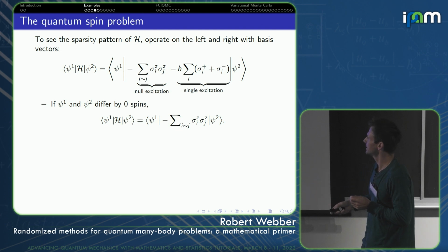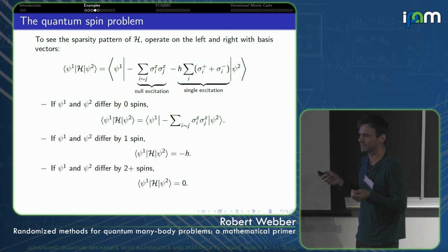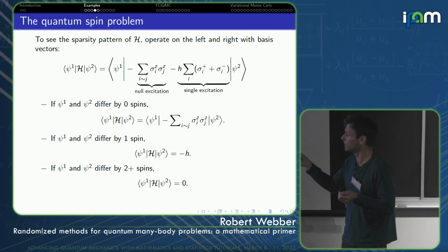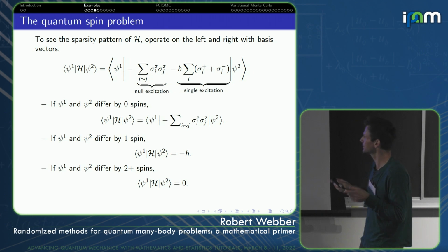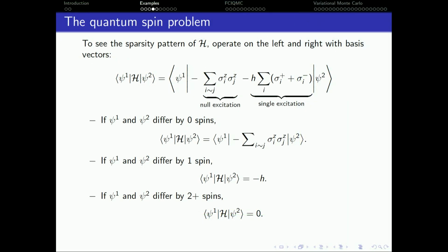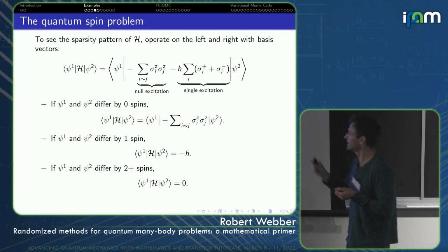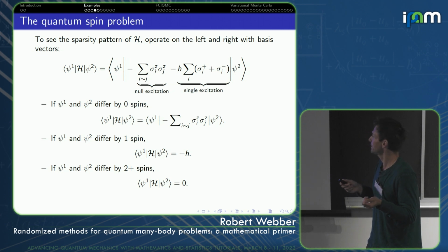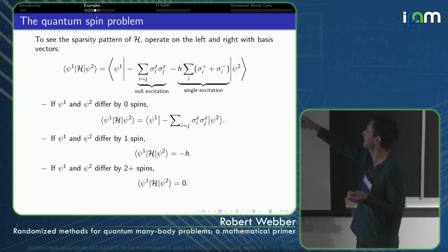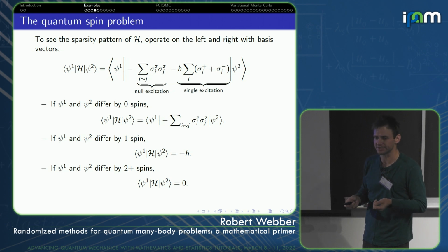And what I mean by this is we have 3 different cases here. If psi1 and psi2 are exactly the same as each other, the same in every single spin, then the null excitation operator is all that occurs. And so we've got to figure out how the spins are aligned between all pairs of neighbors over the lattice, and that's going to give us our matrix element. Now, if they differ by 1 spin, I would call that a single excitation. Then the null excitation operator would just be 0. The single excitation is what would show up, and you would get negative h. And then if you don't differ by 0 spins or 1 spin, you differ by 2 or more spins, and then you're just 0.